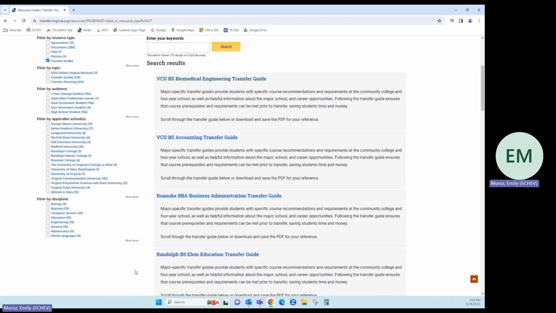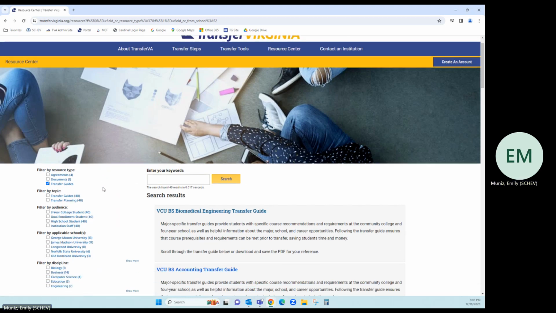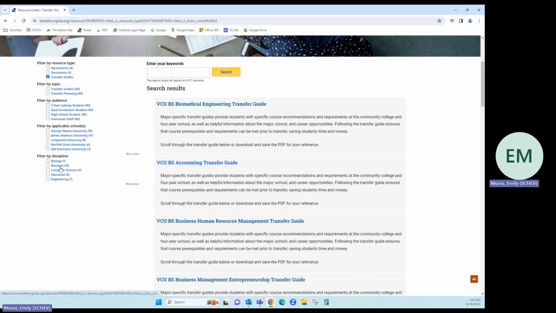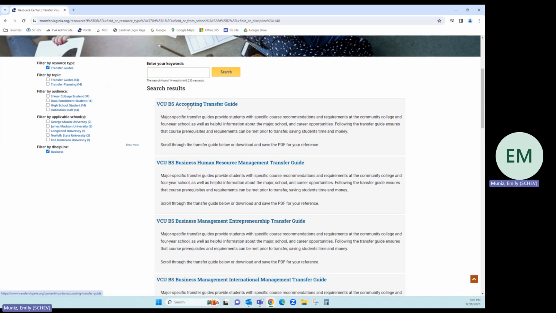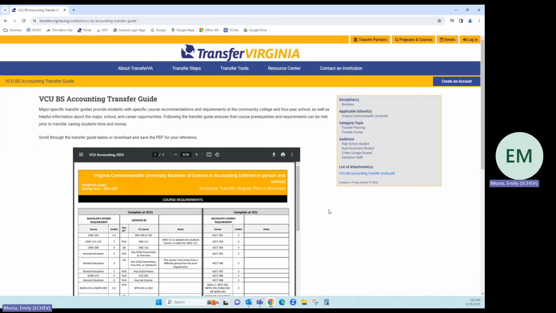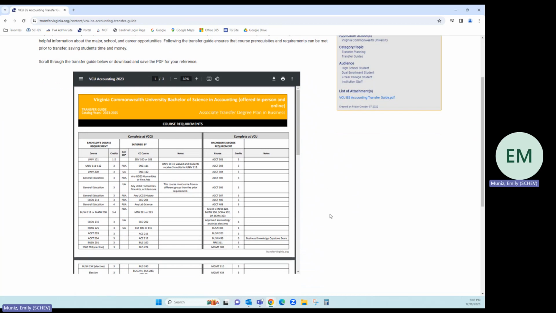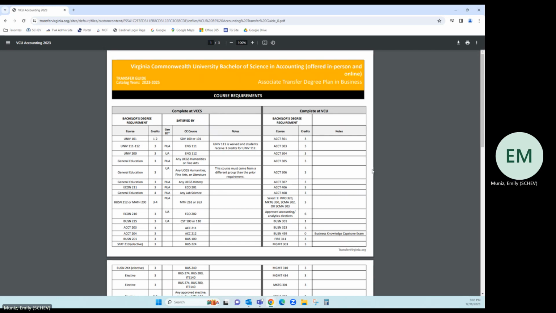Today, we're going to look at Virginia Commonwealth University here. And then we'll do business. And I'm going to click on their accounting transfer guide. And so it'll give you the transfer guide right in the screen here. But if you'd like to make it larger, which I'm going to do, you can click over here on the right and open it up in a PDF.